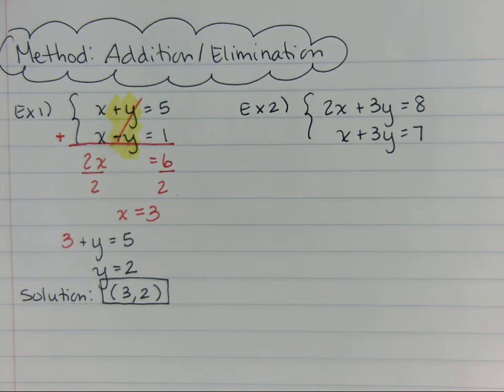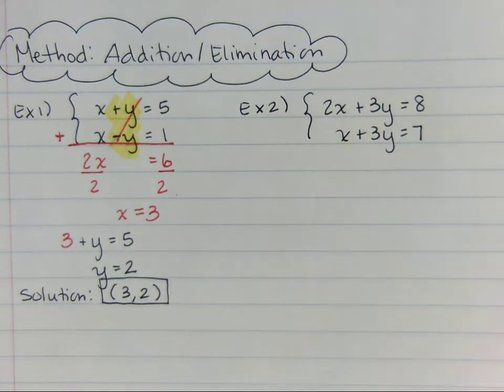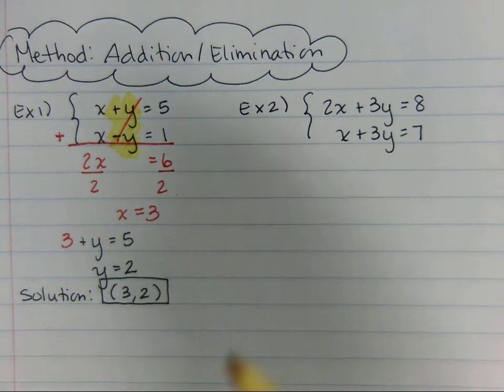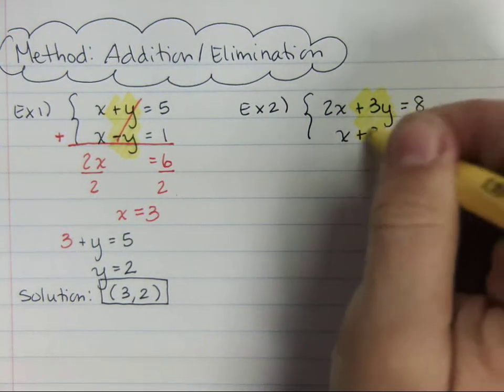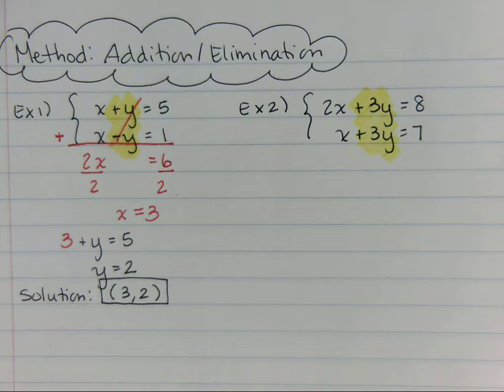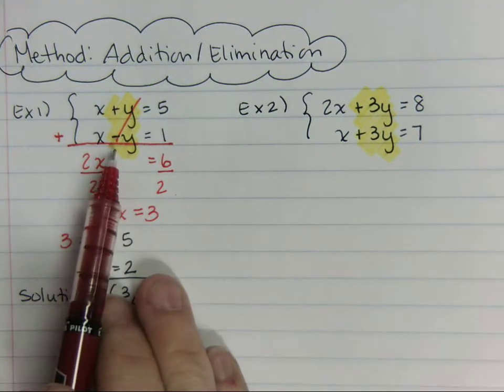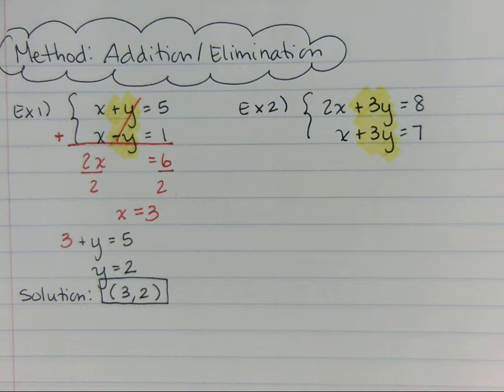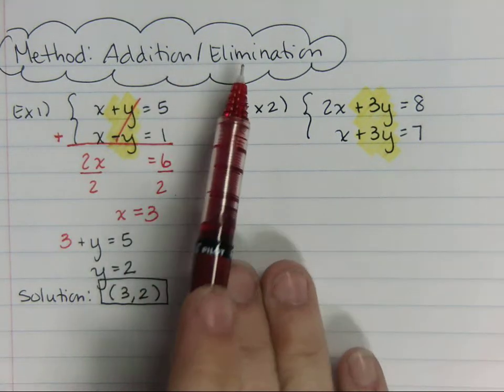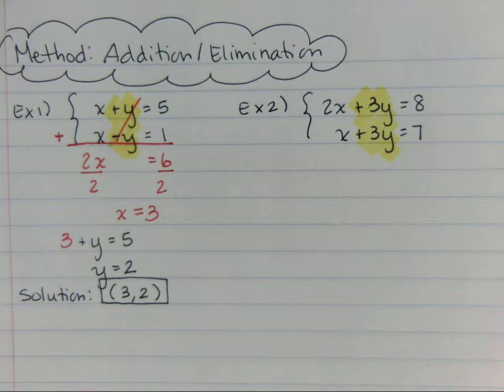Notice on this system that if I were to try and add my equations together, neither the x nor the y variable is going to cancel. However, these two terms are almost what I need them to be. If I could make one of those equations the exact opposite, it would be really helpful to us. Even though it's called the addition-elimination method, subtraction is also allowed, since it's called adding negatives.